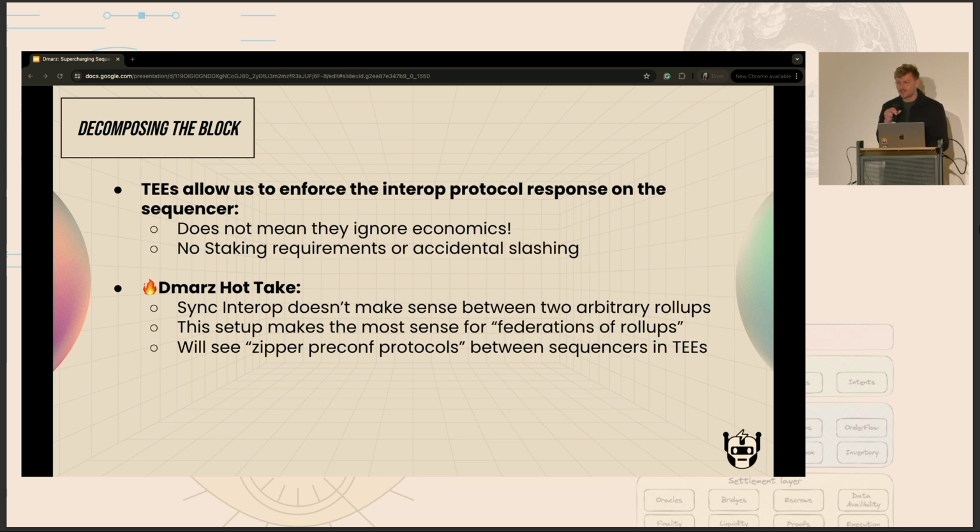Yeah, and then some hot takes to finish this off. I think sync interop doesn't make a ton of sense between two arbitrary rollups. I think it's more likely it'll be amongst a federation of rollups that works very closely together. I think this looks a lot like the Optimism superchain thesis. And perhaps we'll see some type of zipper preconf where these different sequencers are passing around preconfs back to each other and building on top of each other.